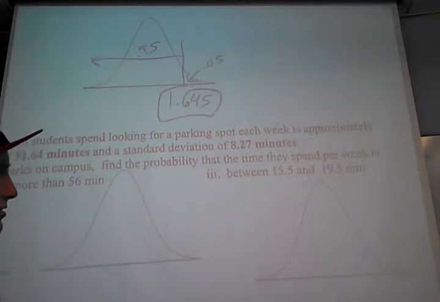Now, of course, you can do the shortcut here. If you look at 0.05, you'll get negative 1.645, but you know it's on the positive side, so you just take the positive one.